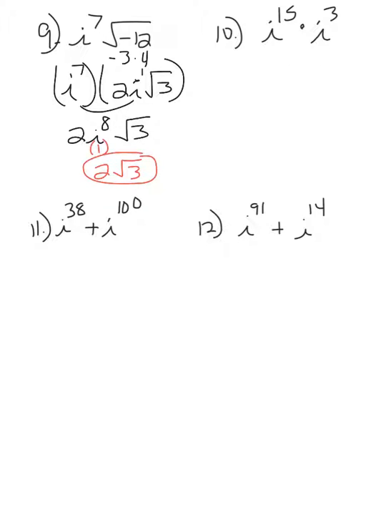Okay. And number 10, i to the 15th times i to the 3rd gives me quickly i to the 18th with some right there. You divide 18 by 4, you get 4, remainder 2. Well, i to the 4th is 1, so that's just 1 times the whole thing. So this really turns into i with a remainder of 2. So an i squared. And of course, we know i squared is negative 1. So that whole thing turns out to be negative 1.